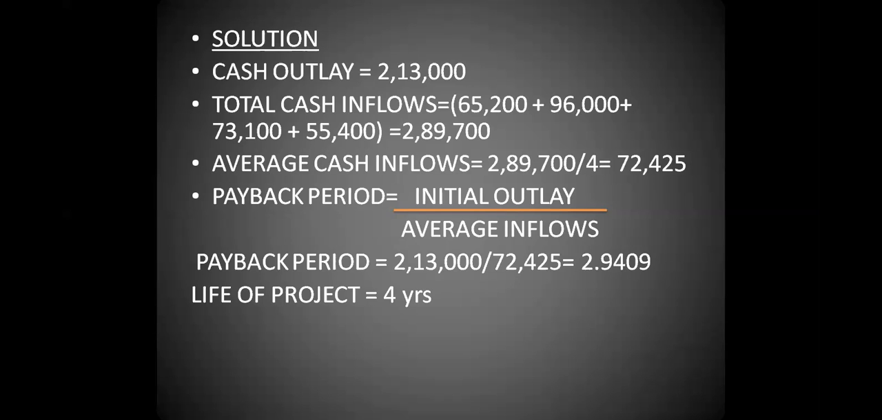So I have added all the cash inflows. 65,000 plus 96,000 plus 73,100 plus 55,400. And the total comes out to be 2,89,700. So this is my total cash inflow. So now I have calculated the cash outlay, and I have calculated the total cash inflow.